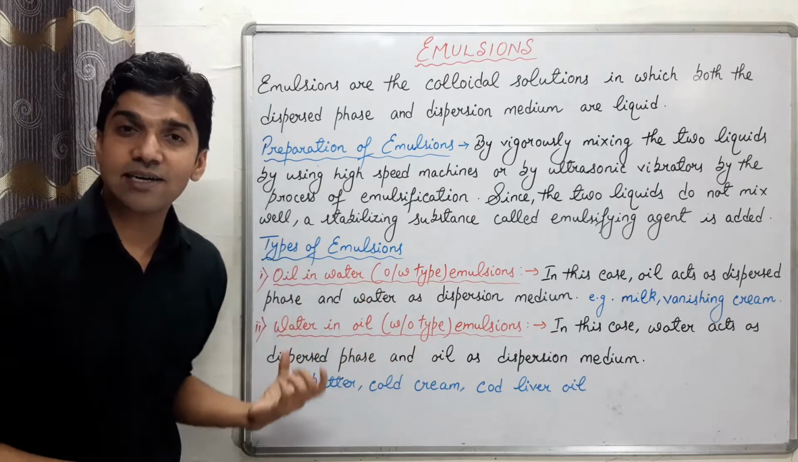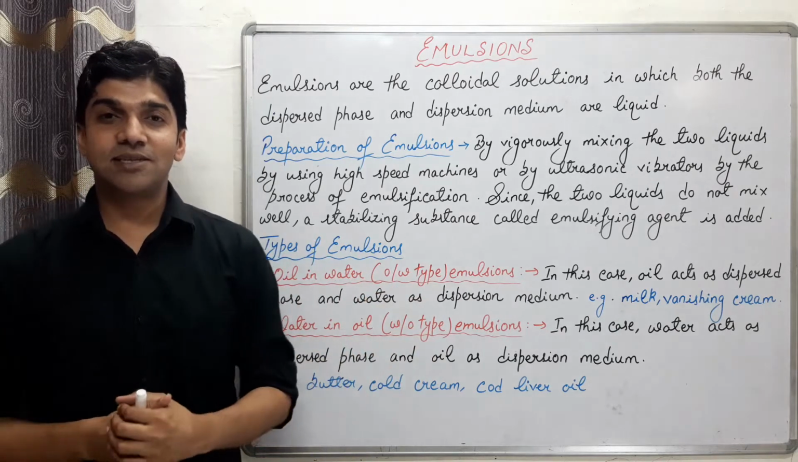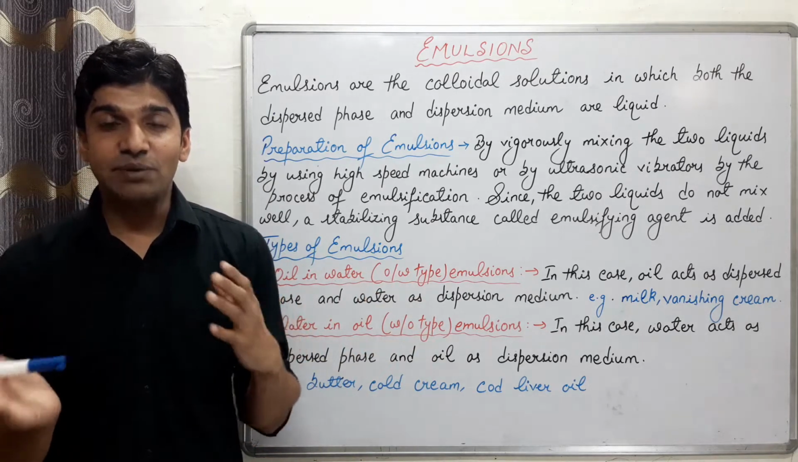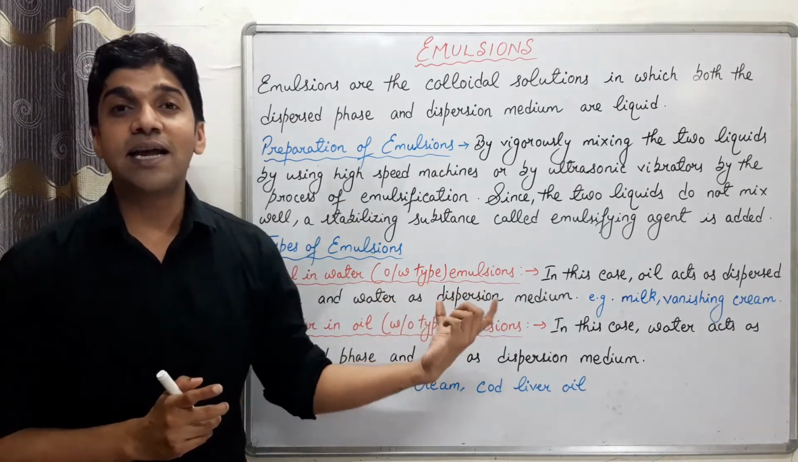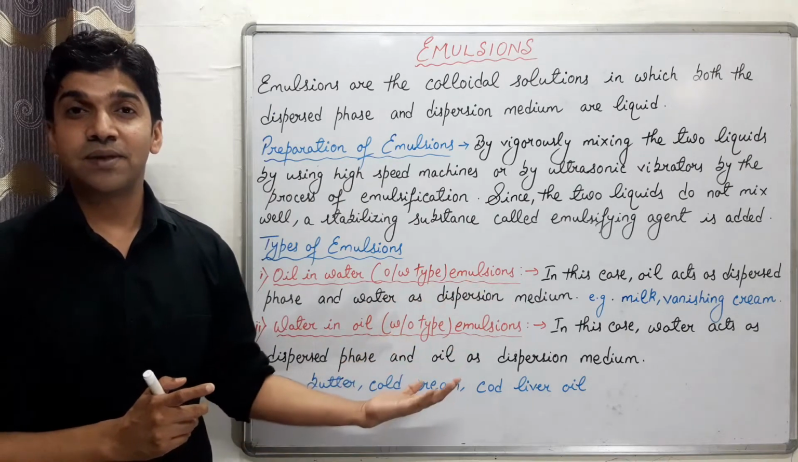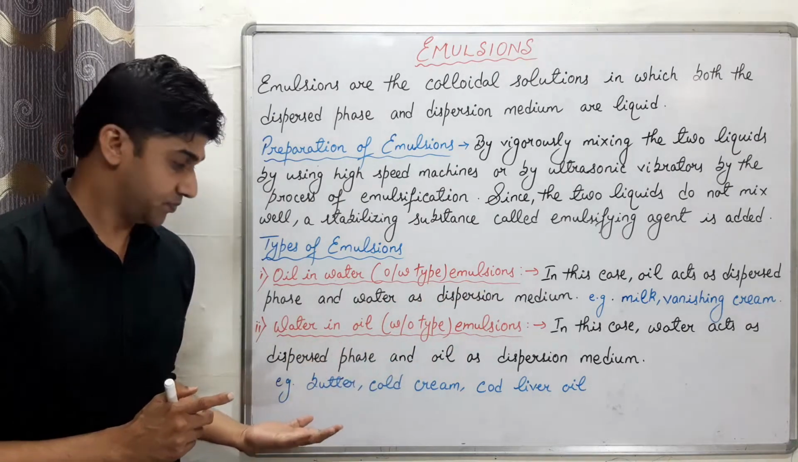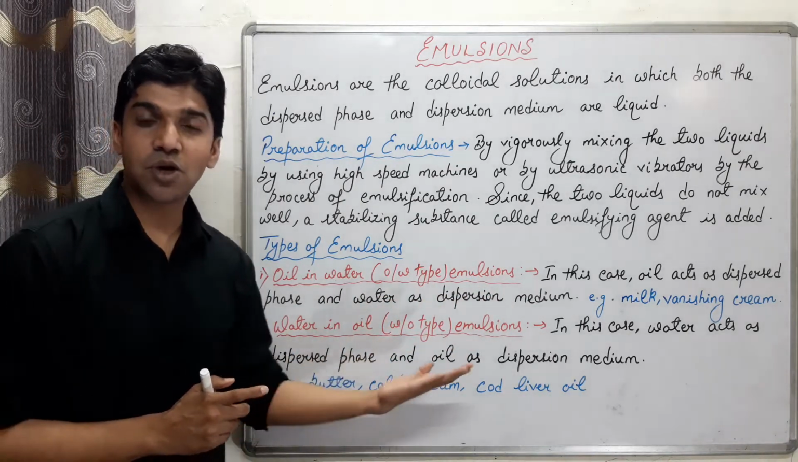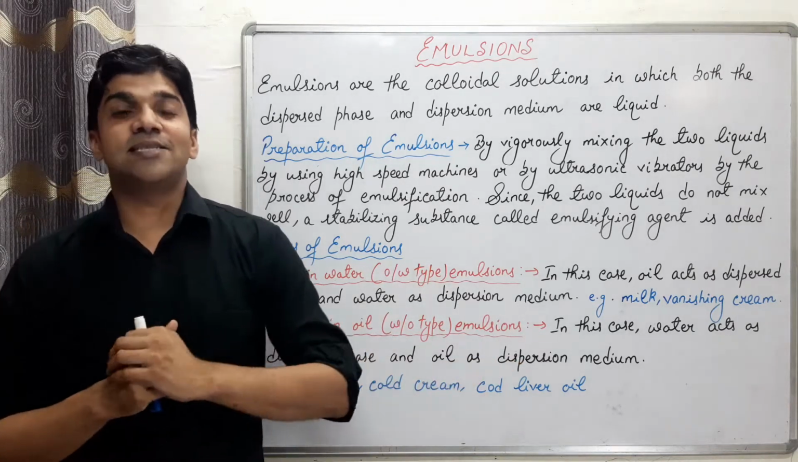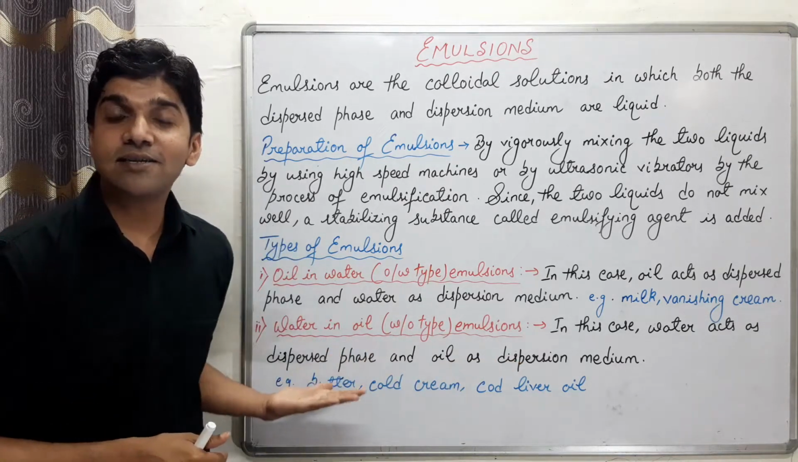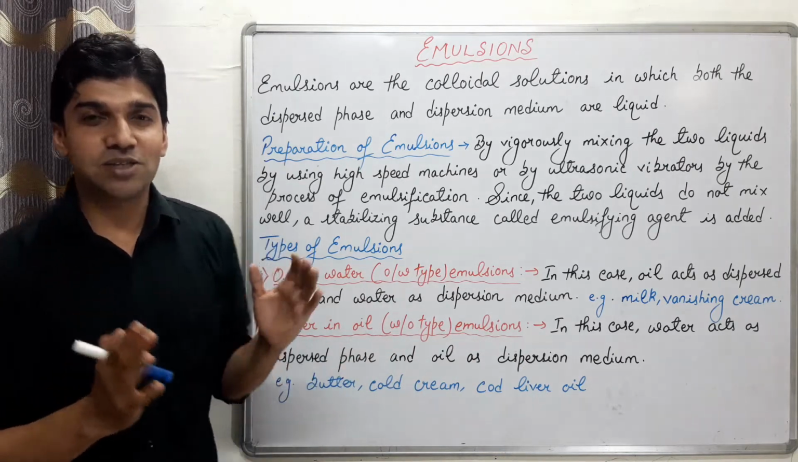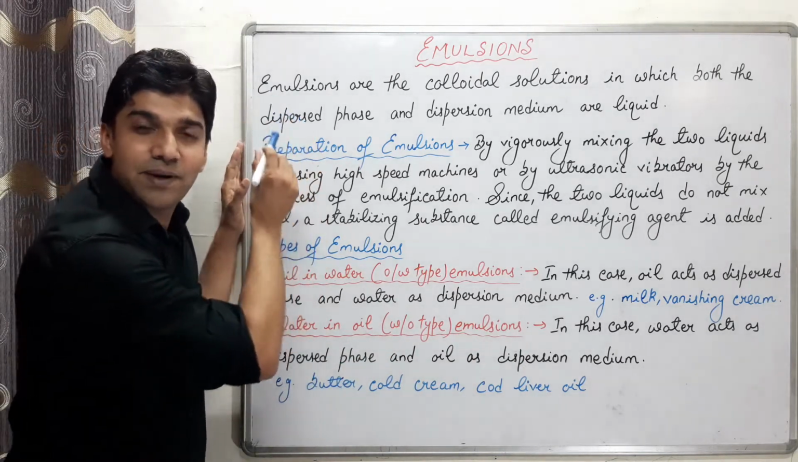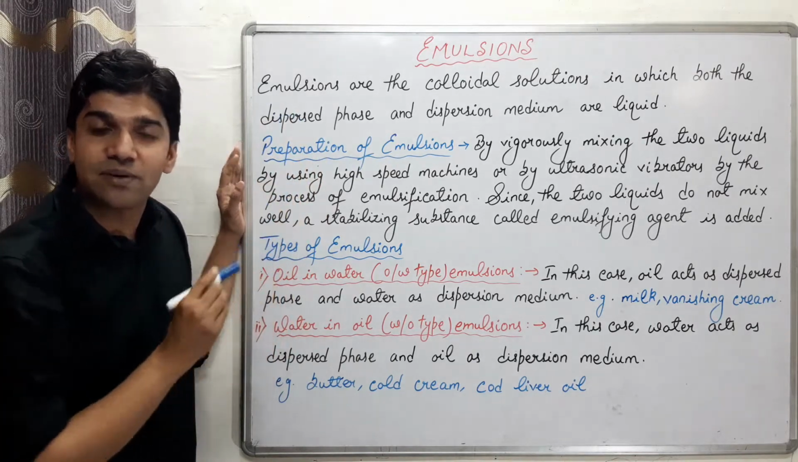अब आते हैं water in oil type emulsions. So in this case, it will be reverse. Water acts as a dispersed phase and oil as the dispersion medium. Example में butter, cold cream, cod liver oil. These are examples of water in oil type emulsions. So that's about the emulsions, preparation of emulsions and type of emulsions.